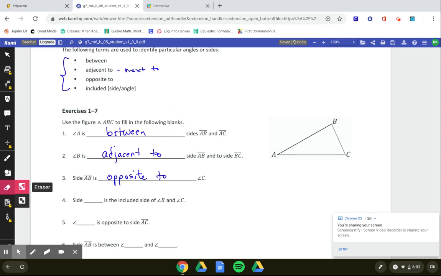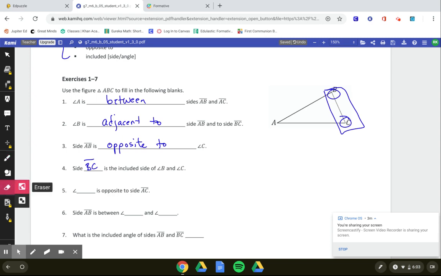As we continue moving down, side what is the included side of angle B and angle C? So we're looking at angle B, angle C. Which side would be included by that? We'd say that it would be this side right here, which is BC. And we put a line over the top of it to make sure that we know that it's a segment.